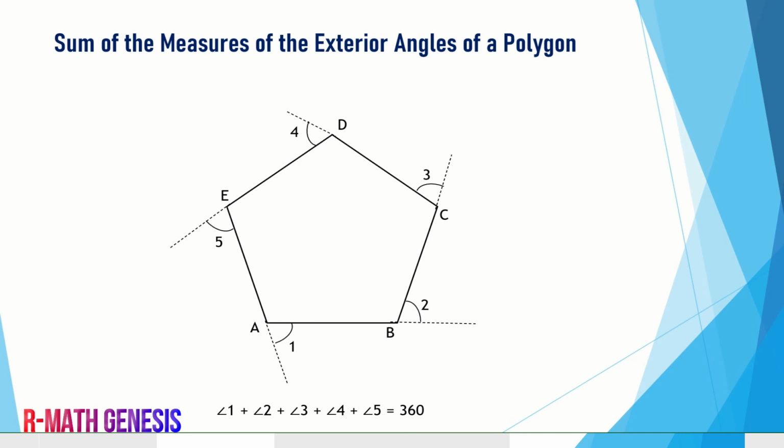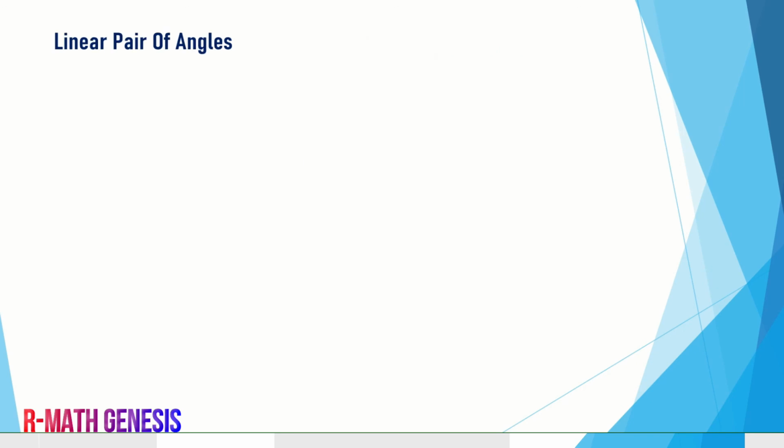Next comes the linear pair of angles. What is a linear pair of angles? Suppose you take a straight line. Now, if a ray stands on the straight line, or a line intersects a straight line, like this, then you can see two angles are formed, which are adjacent angles. I'll be taking them as A and B.